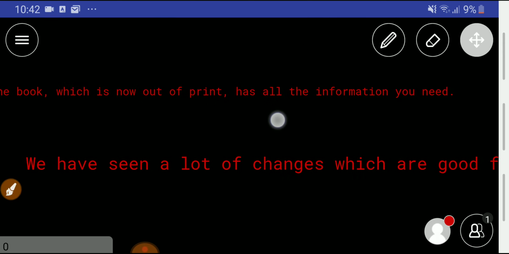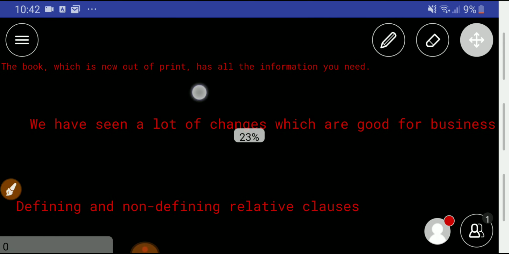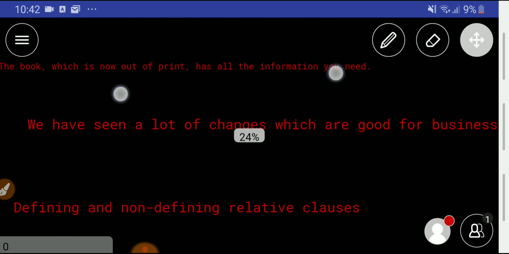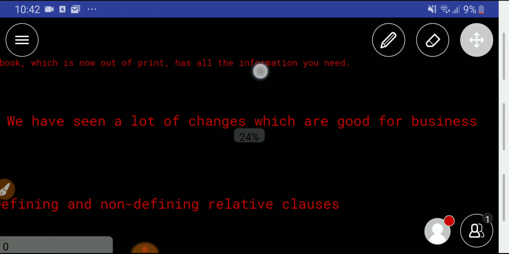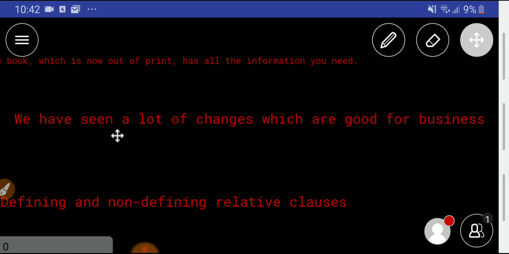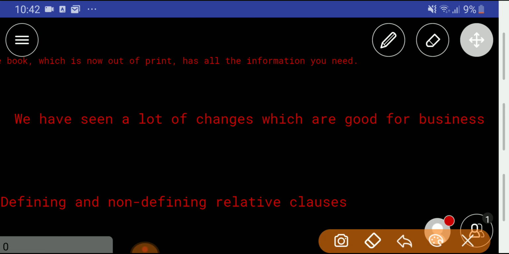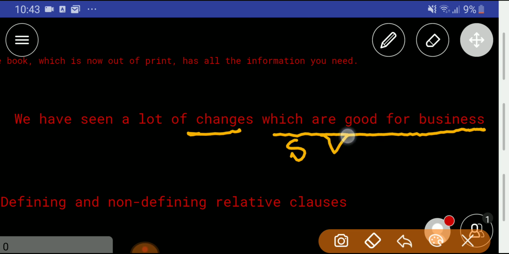Let me take another example so that you get more information. Let me zoom in so that we can get a clear view. We have seen a lot of changes which are good for business. So this is a clause, "which are good for business." Here "which" is the subject of the clause, and "which" is indicating the noun "changes."